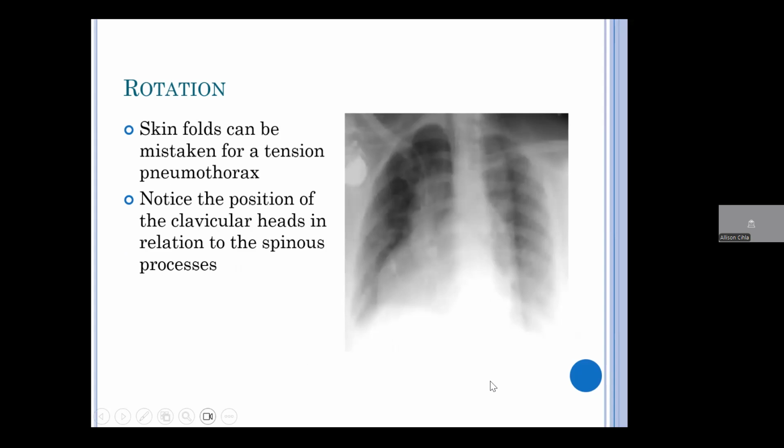This x-ray, this patient is rotated, and you can see one clavicular head here, the other clavicular head over here. You see this line right here, and to the unsuspecting eye, what is going on here? Is this a pneumothorax? Actually, this is a skin fold that you can see showing up in the lung. So this is not a great x-ray. It's not going to tell you anything. You can see that the heart is rotated over into the right chest cavity.